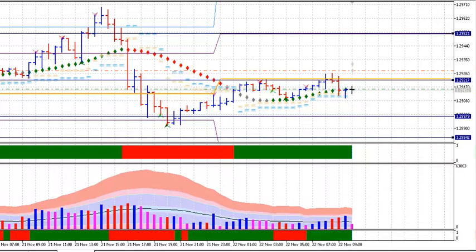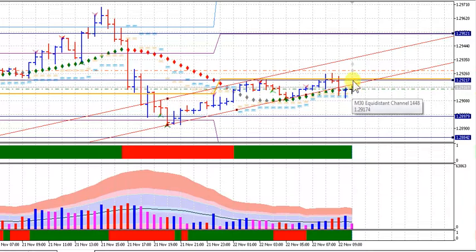So I'm looking for this flag thing here, or whatever this is, to break, which we are breaking right now and retesting. I'm looking to remain below the daily pivot. I'm looking for a move down to the downside here. Okay, so that's the trading plan for today and how pivots are used.